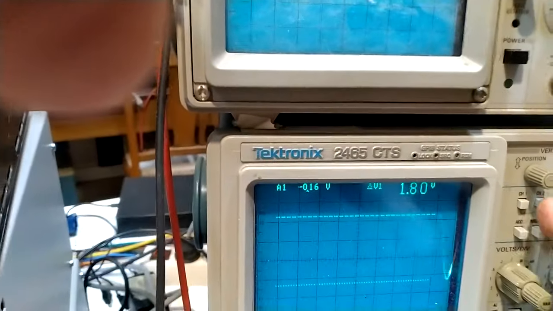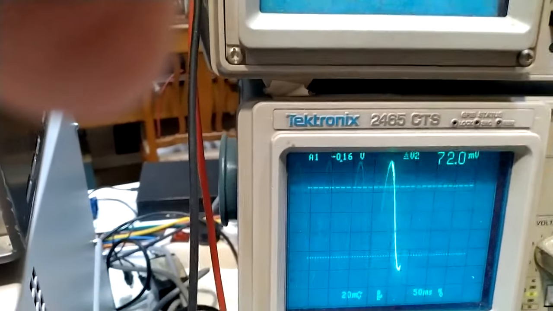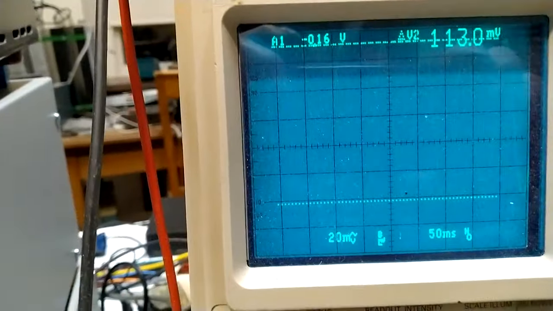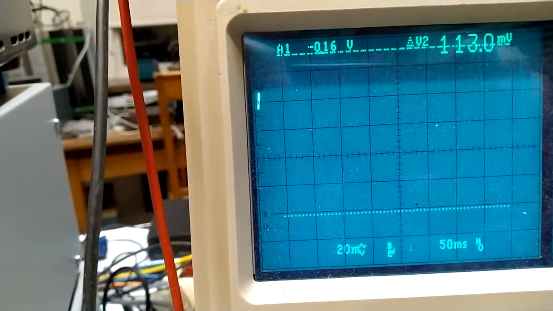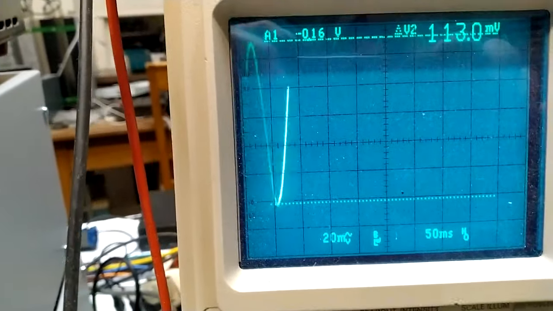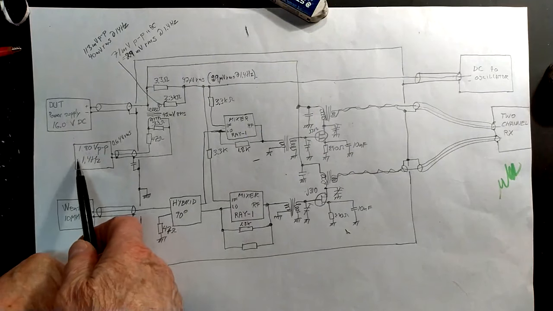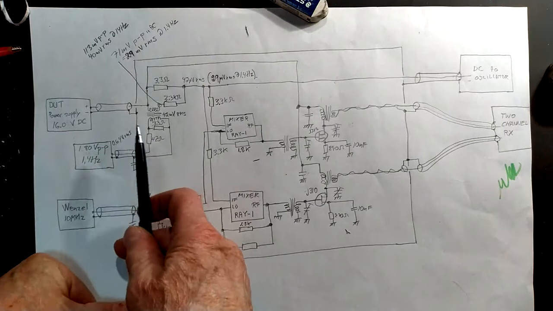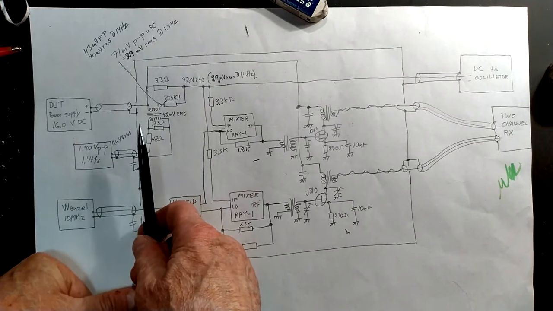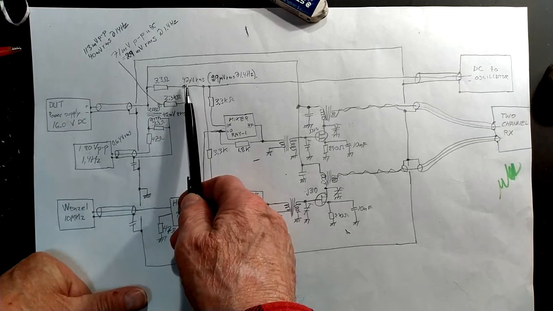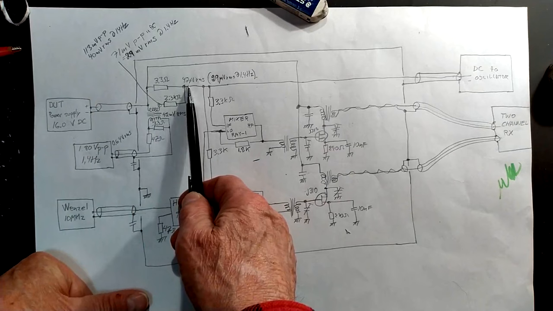But when I look at the secondary of the transformer, I have a higher level, which is 113 millivolts peak to peak. So this calibration signal that I'm sending this way is frequency dependent. Above about 20 hertz, I get the theoretical 42 microvolts RMS.